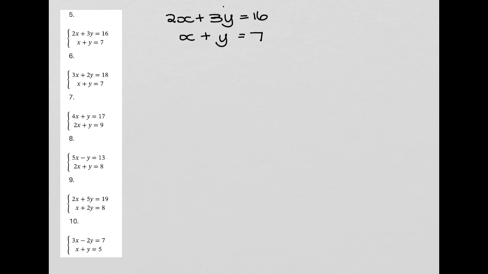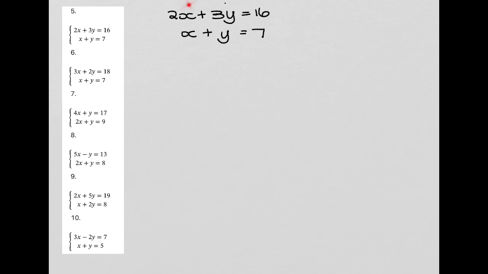So now it gets a little bit more tricky. If we look at question 5, I want to see that either the x's match or the y's match. In this case, can you see that the x's don't match? One is 2 and one is 1. And the y's don't match either. One is 3 and one is 1. So because they don't match, I have to force them to match.